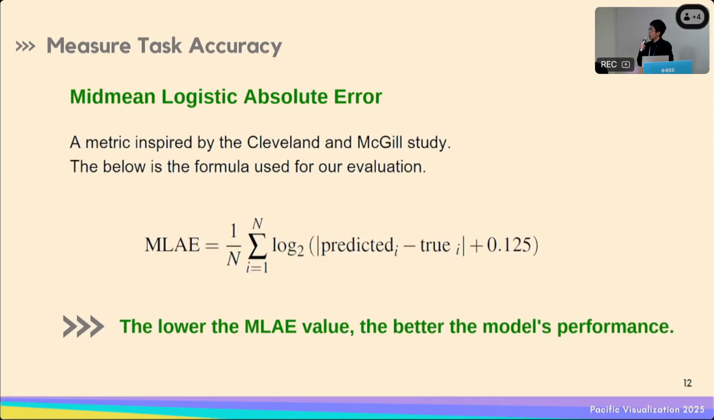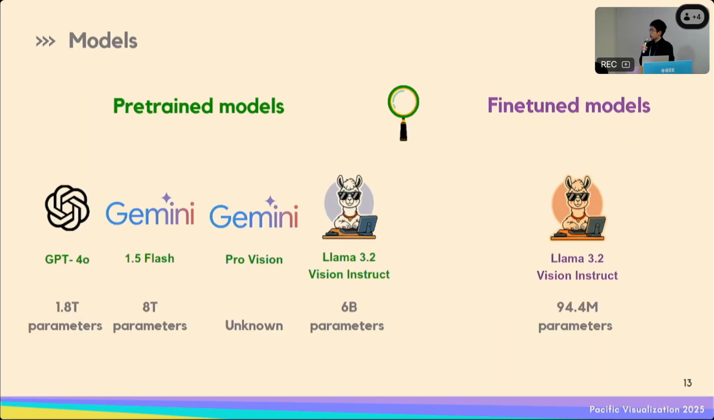And to quantitatively assess their performance, we used the median logistic absolute error, because this calculates errors, a lower MLE indicates better performance. And here are the models we evaluated in this study. For the pre-trained models, we selected GPT-4, Gemini 1.5, Gemini Pro Vision, and Llama 3.2 Vision Instruct. These are all widely used models with multimodal abilities.